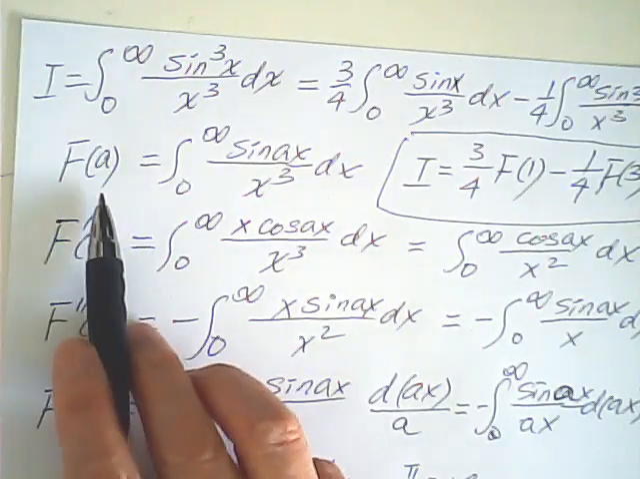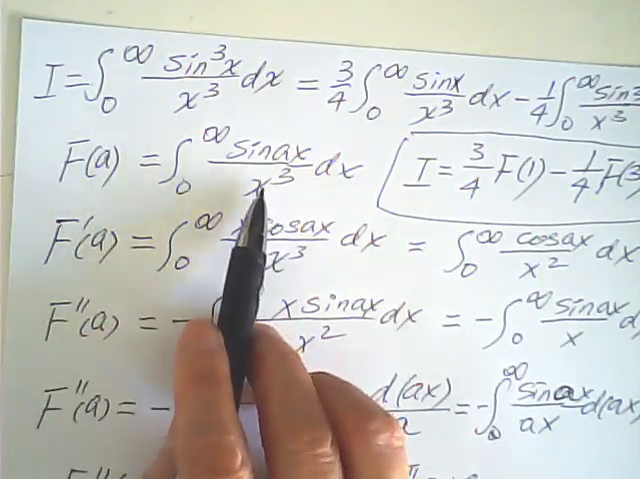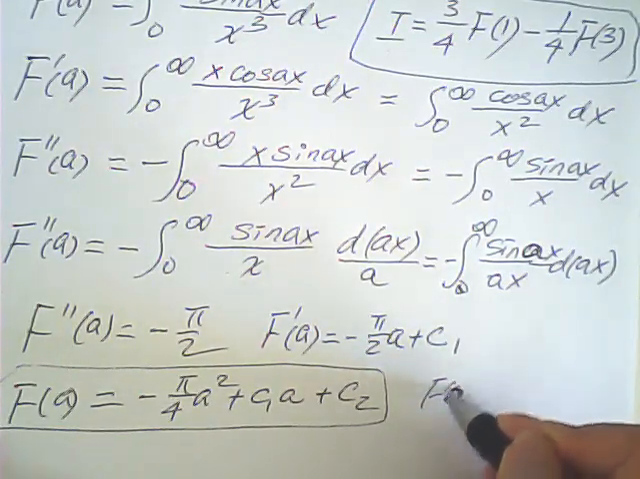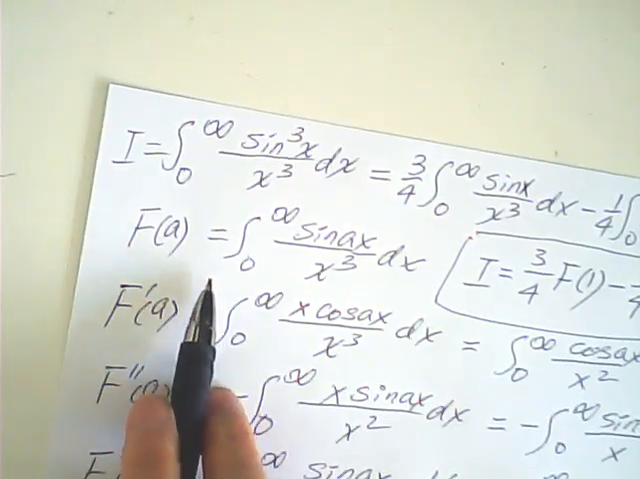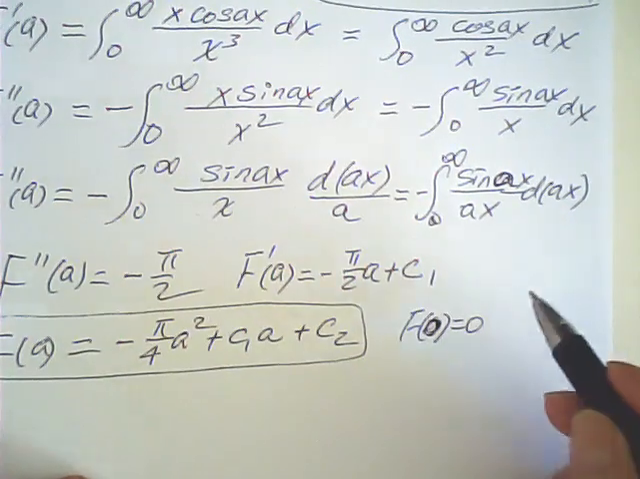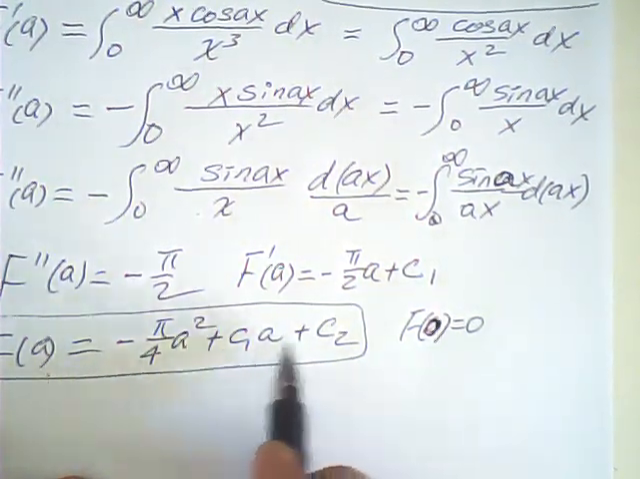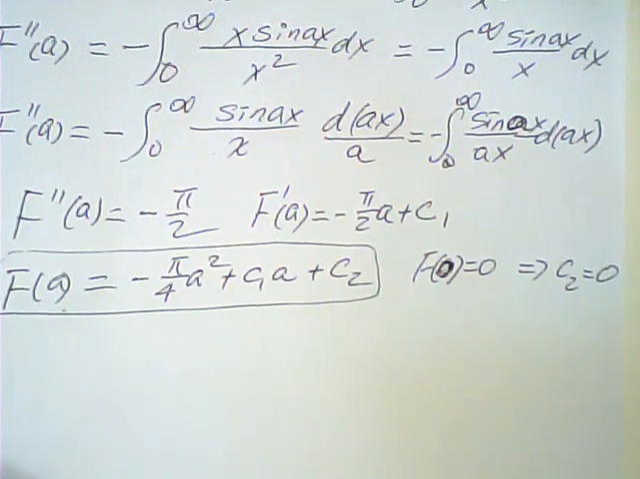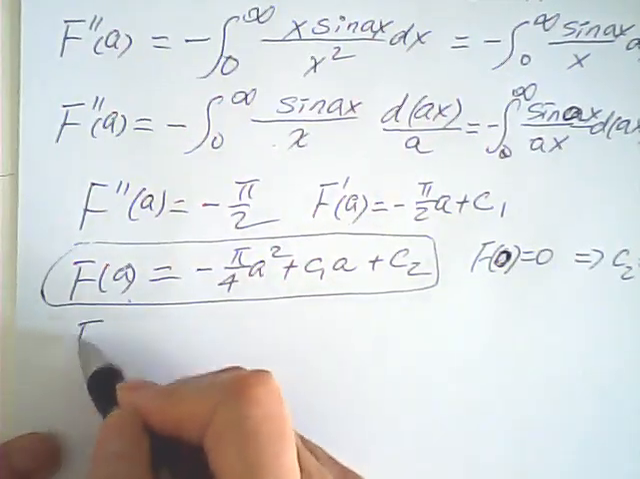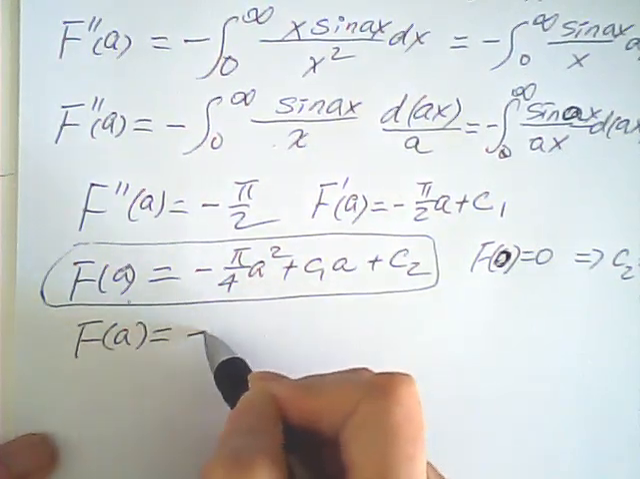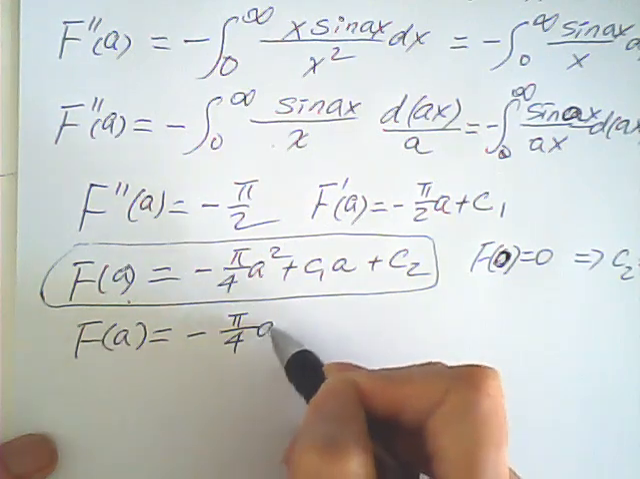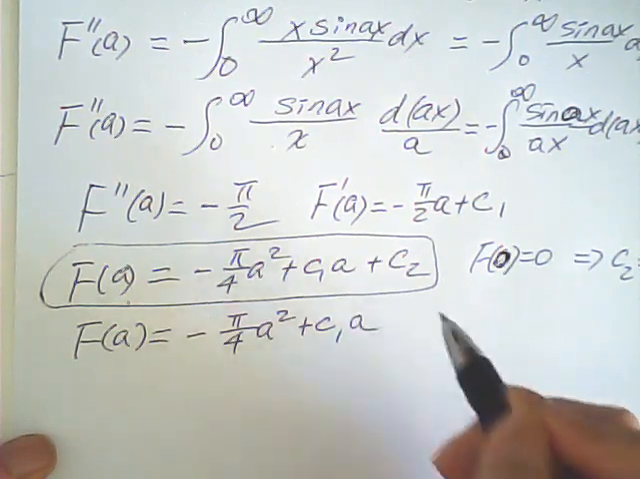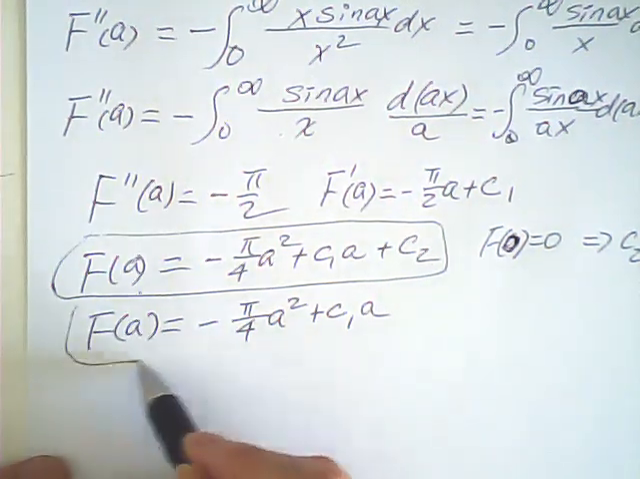Now, we know that f of 0 is 0, isn't it? When a equals 0, this is 0. So therefore, 0 equals C2, therefore C2 is 0. Okay, so f of a becomes negative pi over 4 a squared plus C1 a.